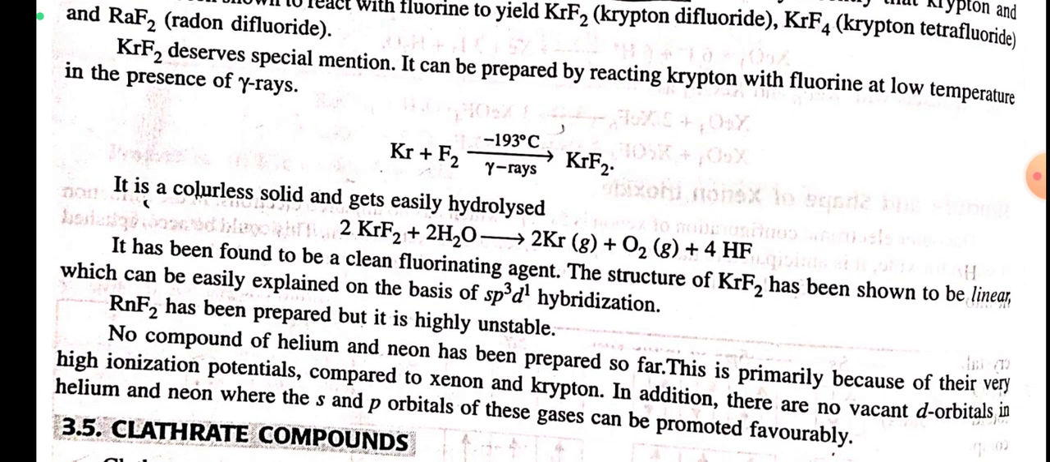No compound of helium and neon has been prepared so far. This is primarily because of their very high ionization potential as compared to xenon and krypton. In addition, there are no vacant d orbitals in helium and neon, whereas s and p orbitals of these gases can be promoted favorably.